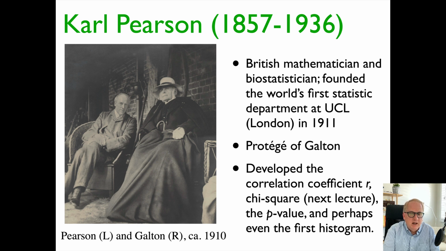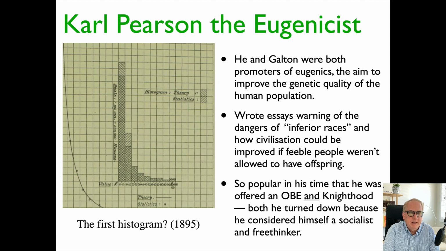He also invented the chi-square, which we talk about at the next lecture. He's the first person who really wrote about the p-value, and he perhaps even contributed the first histogram. Here's from a paper in 1895 where you can see he actually has a histogram where he's looking at, I think, the prices of houses in London, and making a histogram about this and having obviously a positively skewed distribution.